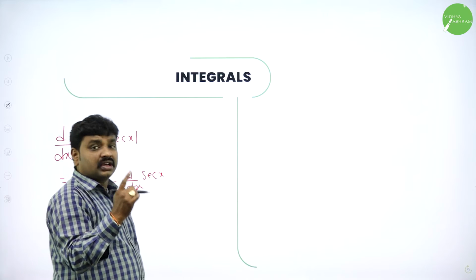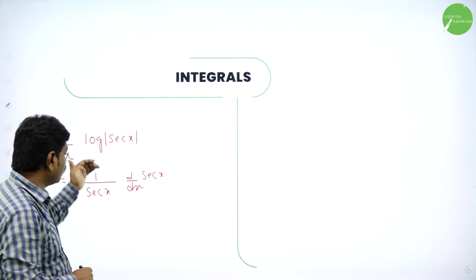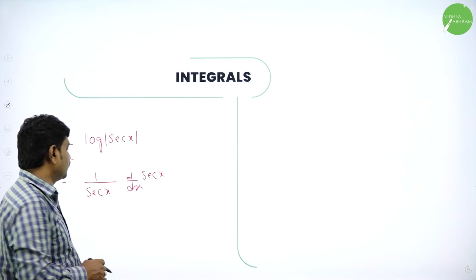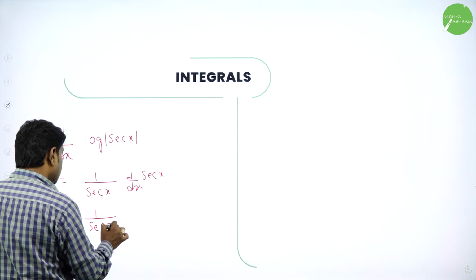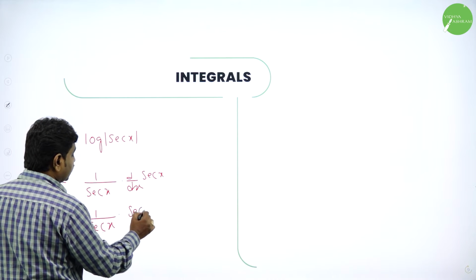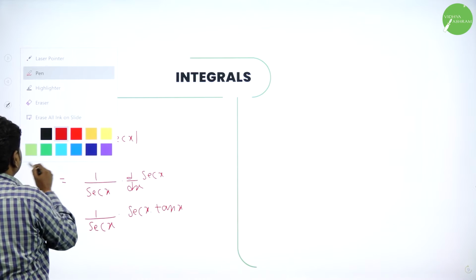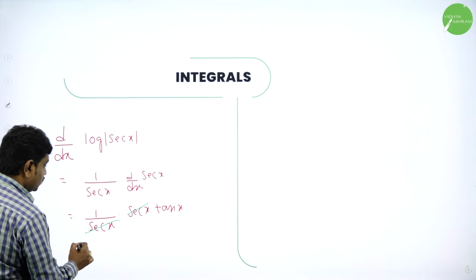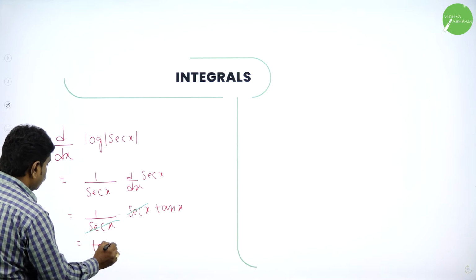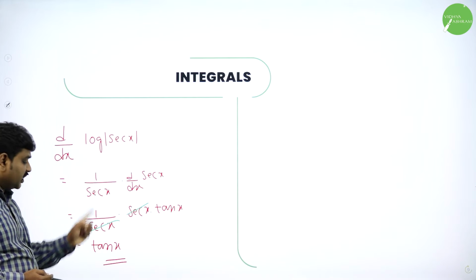Refer to differential calculus, there I taught log f of x. What is the derivative of log f of x? 1 by f of x into d by dx of f of x. That is 1 by secant x into the derivative of secant x, which is secant x into tan x. Now I can cancel secant and secant, so I am left with tan x. So now we got the answer. When I differentiate log of secant x, I am getting tan x.